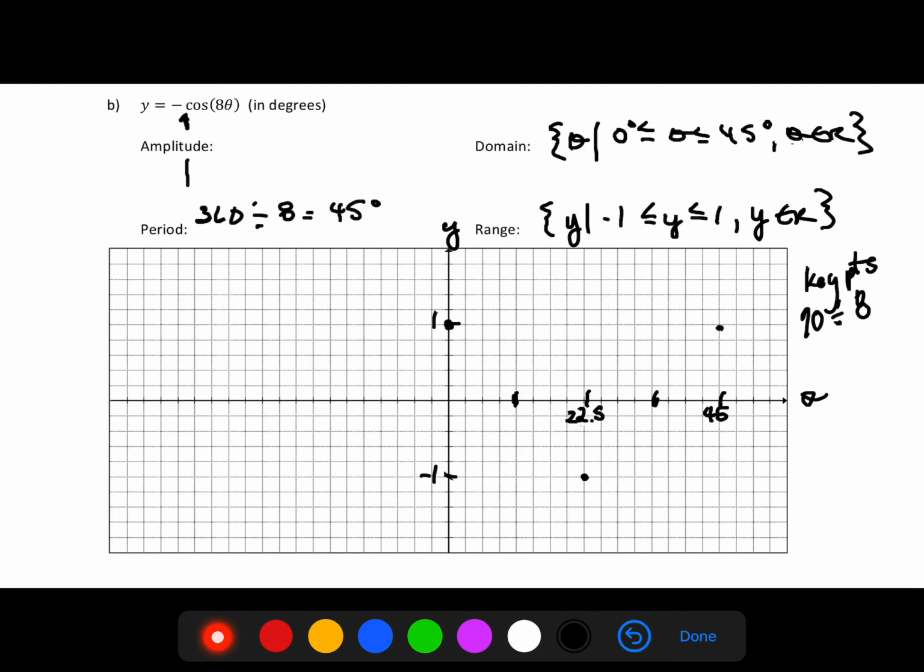Now, again, if we want to think about our key points before the reflection, we would have started up here, to the middle, to the bottom, to the middle, back up to the maximum.